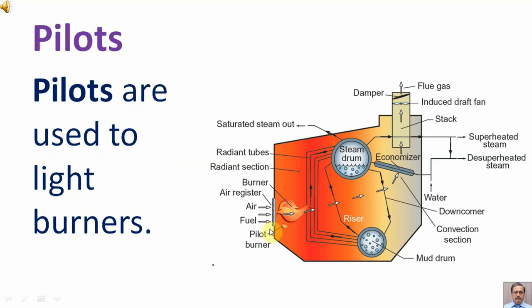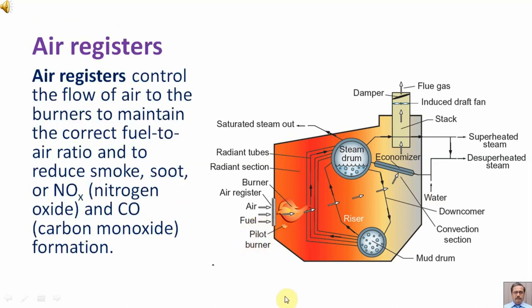Pilots. Pilots are used to light burners. Air registers. Air registers control the flow of air to the burners to maintain the correct fuel to air ratio and to reduce smoke, soot, nitrogen oxide and carbon monoxide formation.